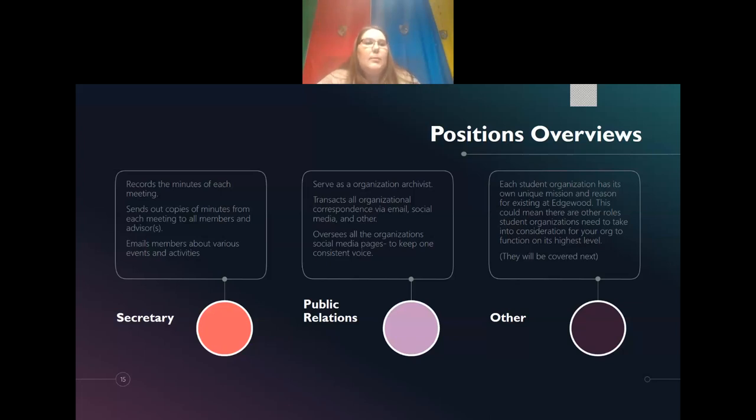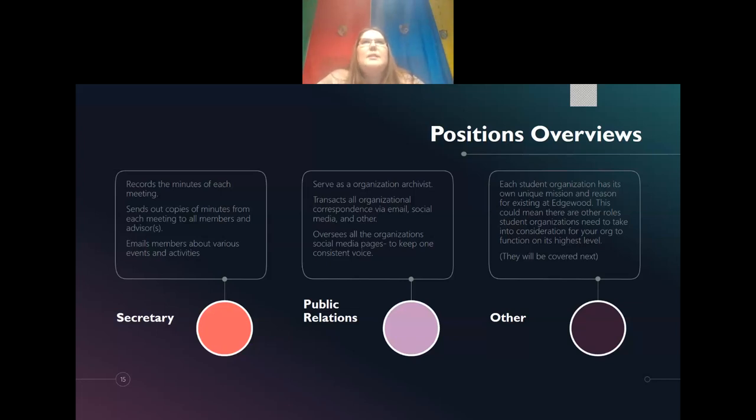Then they can talk about that on social media and really make sure that they're promoting all the awesome things that student orgs do. And then they often oversee the organization's social media pages because of that to keep a consistent voice. Not that others can't help with that, but really having one person to sit and be responsible so that things are constantly and actively going out.